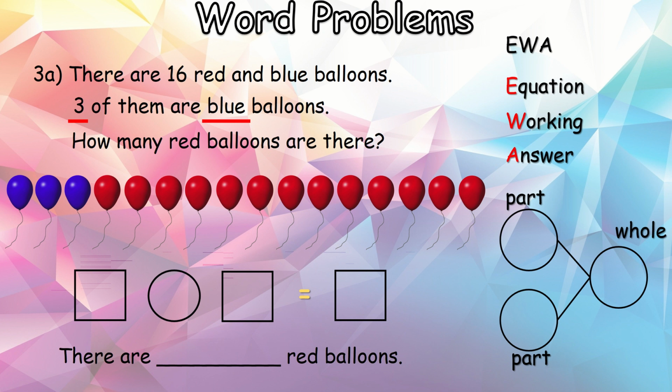I know that 16 of them is total, and 3 are blue, so I need the red balloons. So I take away the ones that I don't need. In this case, I know my whole is 16. I take away 3 that I don't need, which is actually subtraction. So 16 minus 3, I will get 13. I transfer the answer to my equation. So 16 minus 3 equals 13, and I have 13 red balloons.